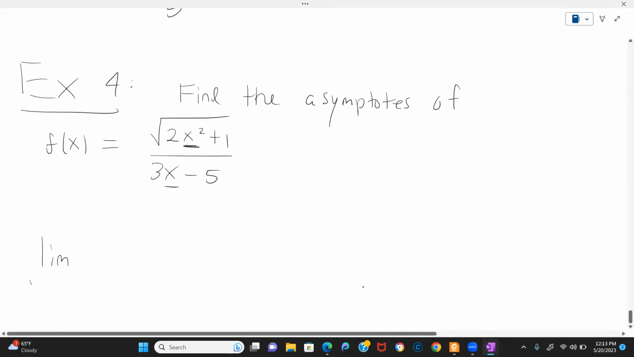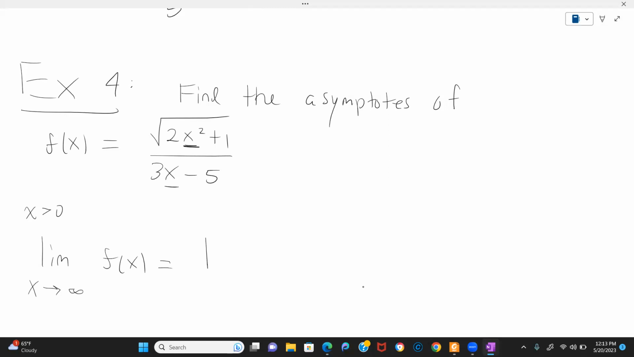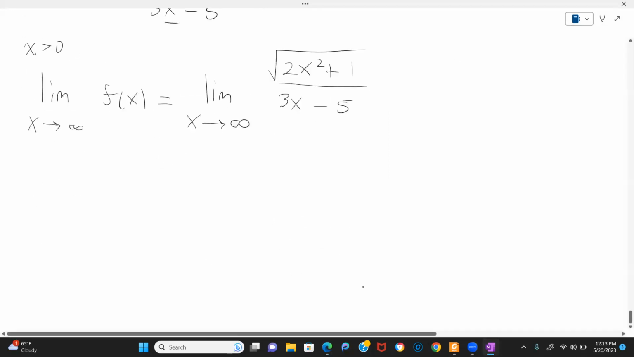So first of all, we're going to look at x goes to infinity. So x going to infinity means x is positive, which is good. So now we take the limit of f of x as x goes to infinity. And that's going to be the same thing as the square root of 2x squared plus 1 over 3x minus 5. And as I said, really the highest power when you compare the numerator and denominator is x, because it's not just x squared in the numerator, you have the square root outside.